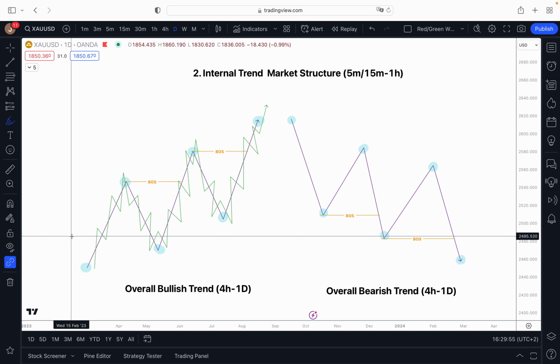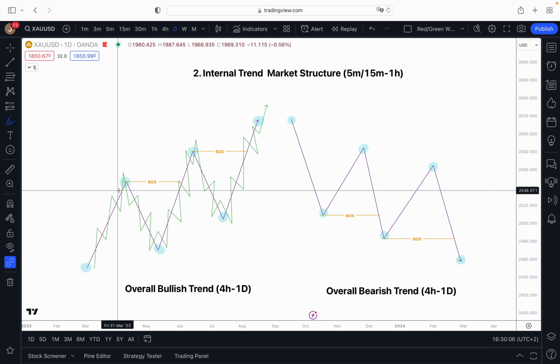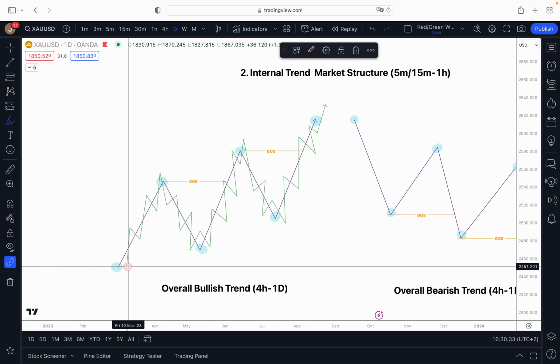So the internal trend market structure would look like this green line right here. So it's like a smaller trend in the overall trend. So the trend begins with this low.